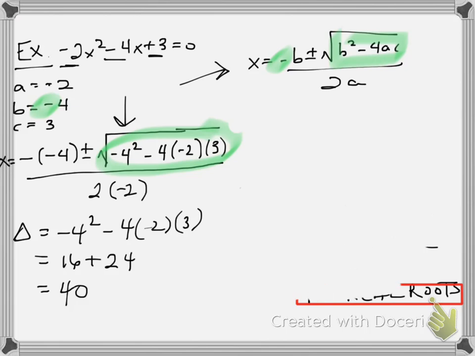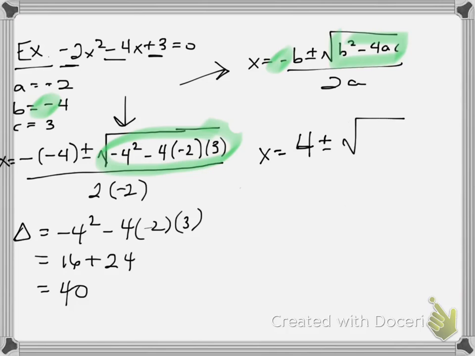I have a positive discriminant, so I know I'm going to have a root, so I'm going to go ahead and keep working. I'm going to rewrite this again. I'm going to have x equals negative 4 becomes positive 4, right, plus or minus the square root of... I've already done all this work, so I don't need this now. I'm just going to put this here. So the square root of 40 over 2 times negative 2 is negative 4.